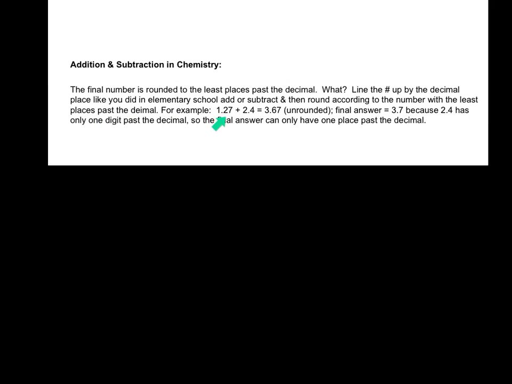For example, if you had 1.27 plus 2.4, the raw number, that's what I call it, would be 3.67. You can only be as accurate as your least accurate digit past the decimal. So your final answer would be 3.7 because 2.4 has only one digit past the decimal. So the final answer can have only one place past the decimal. Note that one number had two places past the decimal, and the other had one. Your final answer can have only one place past the decimal. That 7 made that 6 round up to a 7, so it was 3.7.